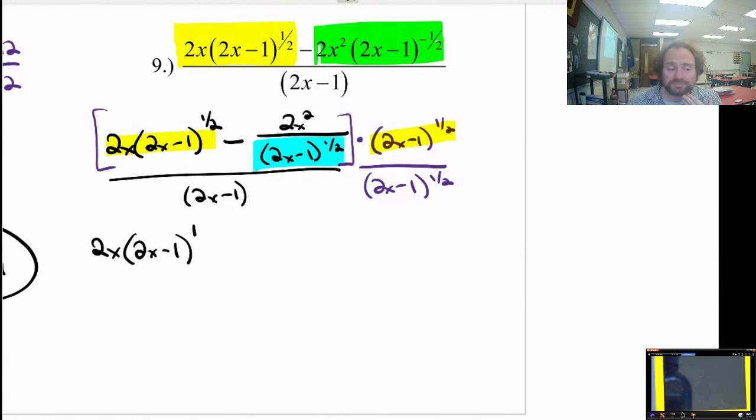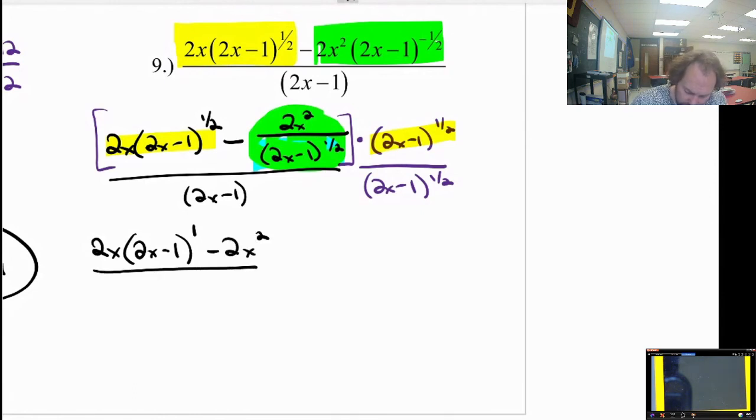It's pretty slick. As far as the next term goes, what we called the green term in the last step, the green term just cancels out. 2x minus 1 to the 1/2 power just goes away. So it's just now minus 2x squared on the bottom. And that is divided by 2x minus 1.